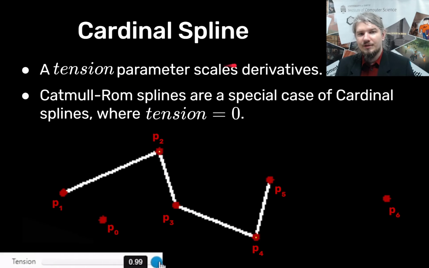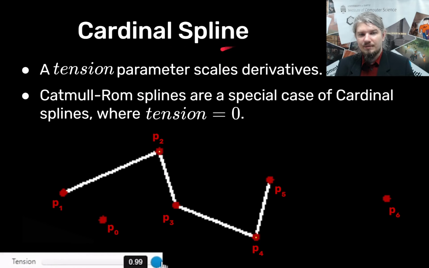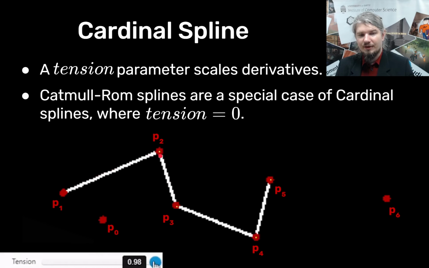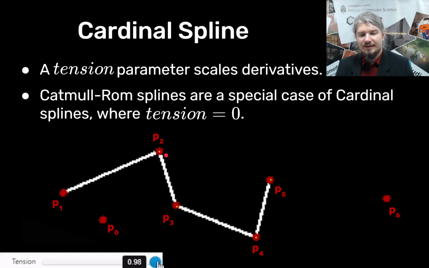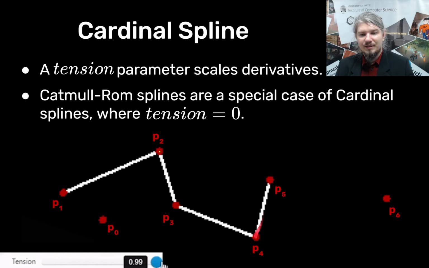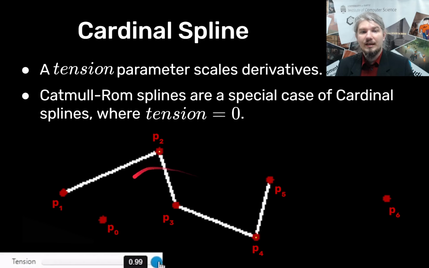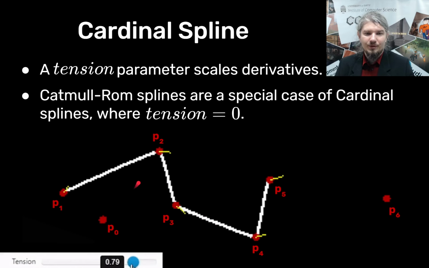These Catmull-Roms are actually a specific case of a cardinal spline. A cardinal spline is exactly the same construction that we had before, so these derivatives are calculated automatically from the previous and next point. But there's also this parameter, tension, which is scaling this derivative. If tension is 1, then we actually have just lines, so it's a piecewise linear spline. But when tension is 0, then we have the Catmull-Rom spline from before. And we can interpolate between those two by changing the size of this derivative here.